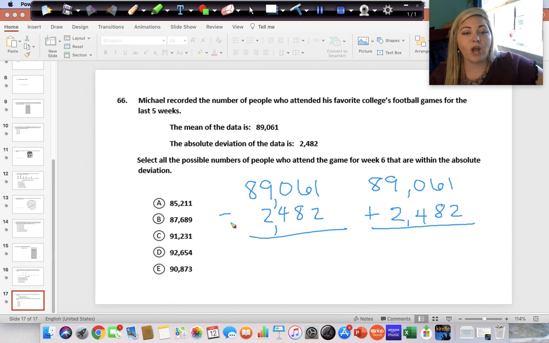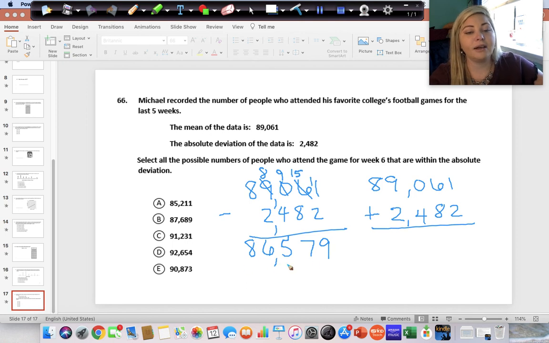So you are subtracting the mean absolute deviation from the mean, and you are adding the mean absolute deviation to the mean. So if we are subtracting, we're going to have to borrow here. 11 minus 2 is 9. We're going to have to borrow. This becomes an 8. This becomes a 9. This becomes 15. 15 minus 8 gives me 7. 9 minus 4 gives me 5. 8 minus 2 is 6. And 8 minus 0 is 8. So 86,579.